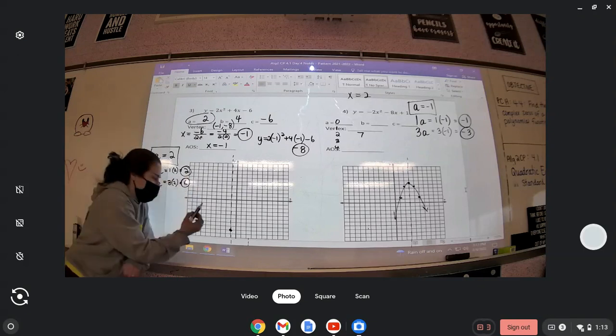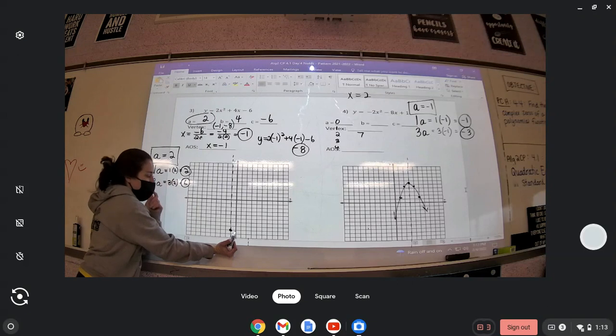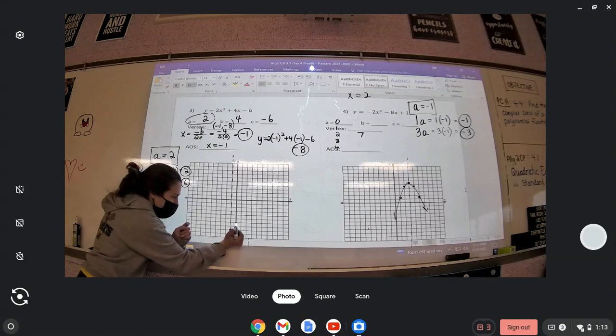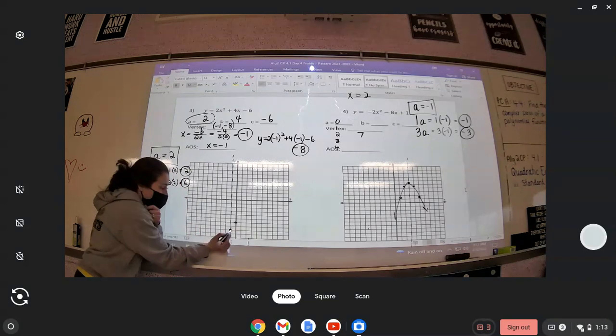All right, so everybody go to your vertex. To the right 1. How many jumps first? Up 2. 1, 2. Put a dot. And then you can either match it on the other side of your AOS, or from your vertex, go left 1 and jump up 2.